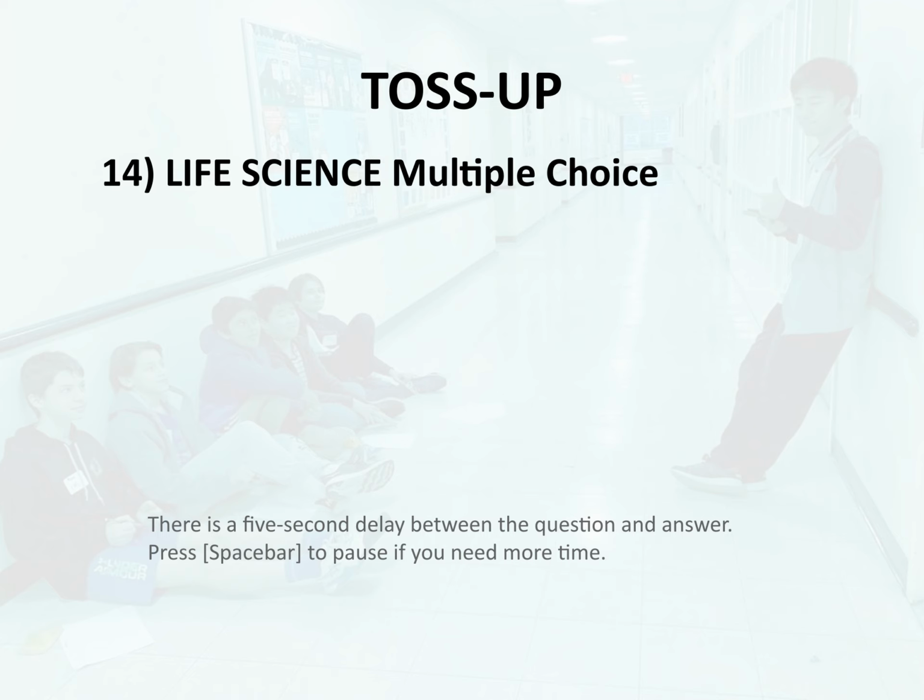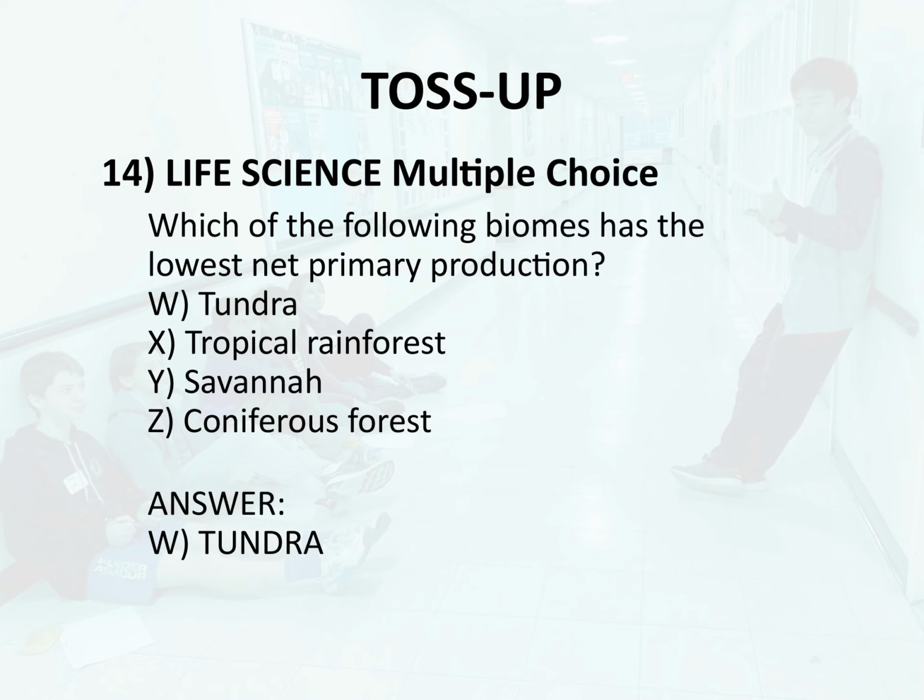Toss-up 14. Life science. Multiple choice. Which of the following biomes has the lowest net primary production? W. Tundra, X. Tropical rainforest, Y. Savanna, Z. Coniferous forest. Answer: W. Tundra.